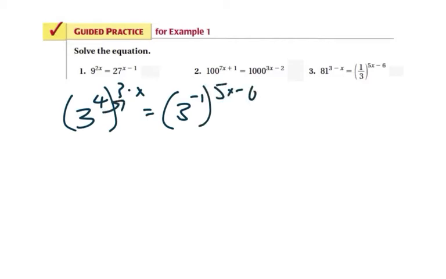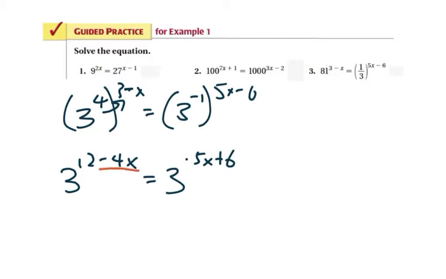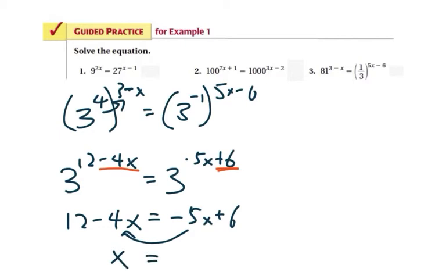Multiply the 4 to 3 minus x, gives me 12 minus 4x is equal to 3 minus 5x plus 6. Please make sure on the quiz and the test that you distribute your multiplication to the second term. And then since they both have the same base 3, I can simplify this to 12 minus 4x is equal to negative 5x plus 6, which means plus 5x on both sides leaves me with x on the left, minus 12 on both sides gives me negative 6 on the right. So x is equal to negative 6.